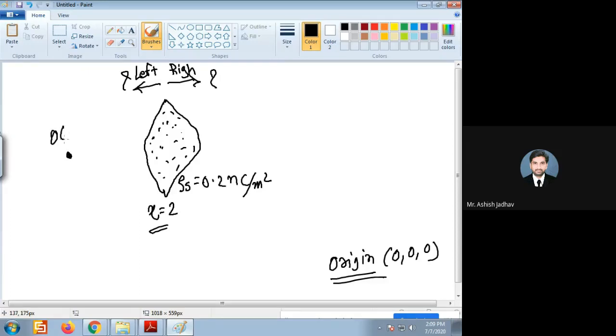Of course, the origin will be on the left side. So origin O is 0, 0, 0. Okay, and we have to find the electric field intensity at this point because of this surface charge. So this would not be there.